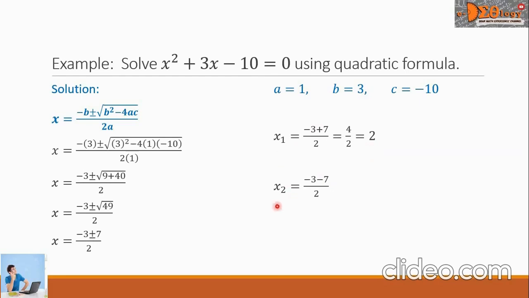While the x sub 2, negative 3 minus 7 is negative 10, and we copy the 2 as denominator, and this quotient gives us negative 5. So the two values of x are 2 and negative 5. This is our final answer.